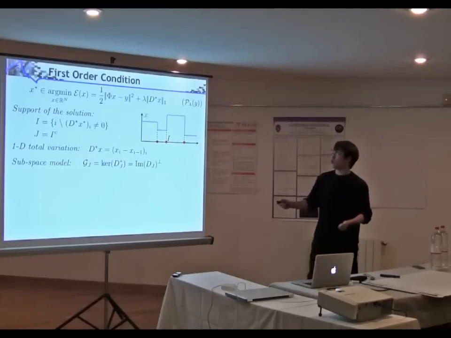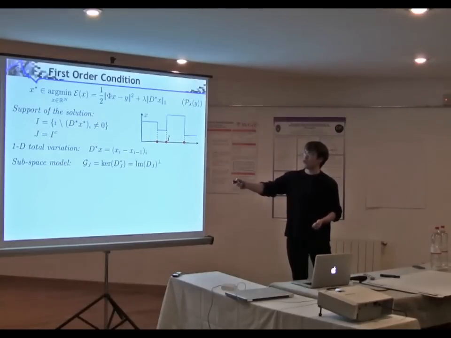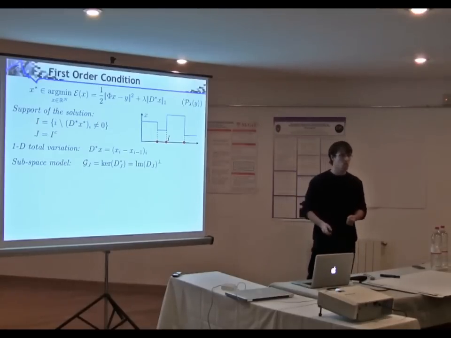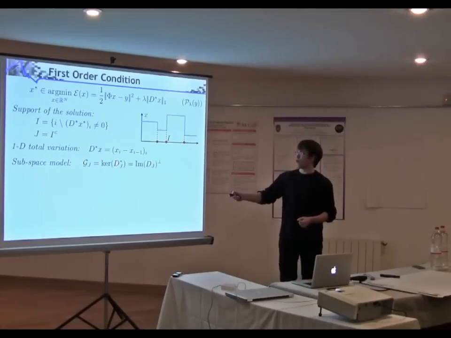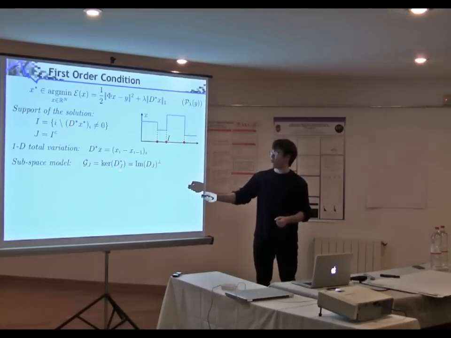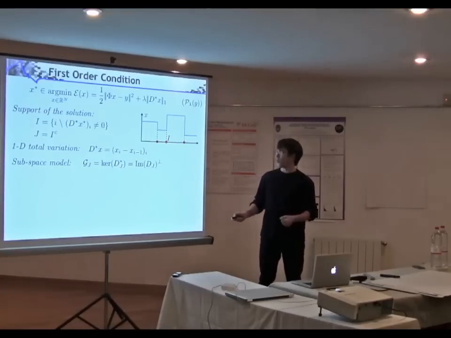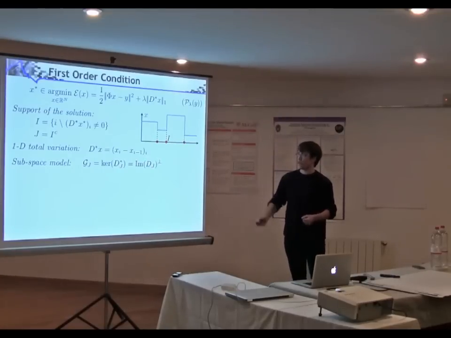And because you typically want to constrain the support to stay constant locally, what you are looking for is signals that are in this linear space. I call it T_J, which is just the kernel of your operator D, where you have extracted the columns that are zero, or it's orthogonal to the image of this operator.